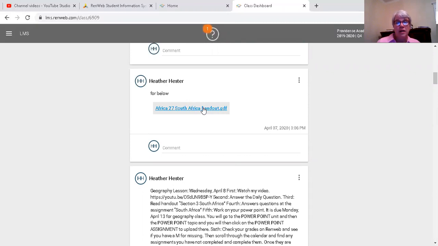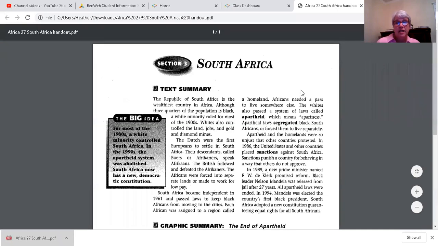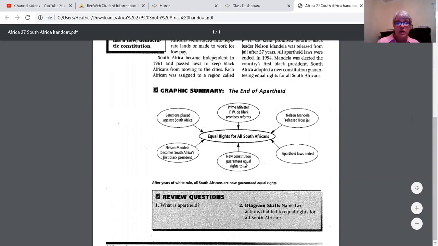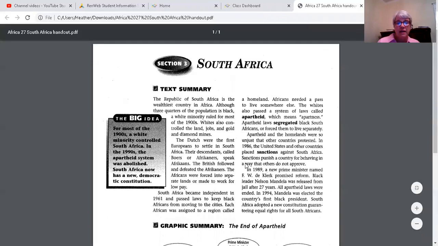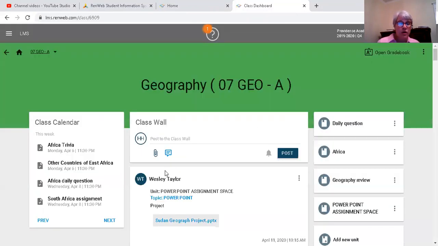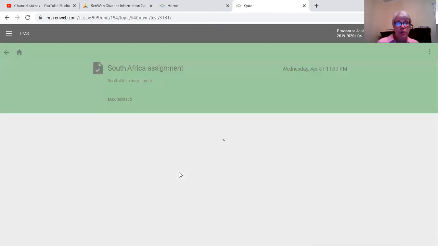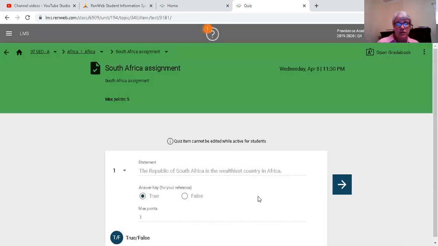to the wall, and if I click on that, it's going to come up down here in the corner, and there's South Africa. And so we read the questions on South Africa, and then we close that, and then we go over here and we look at the daily question dated for Wednesday, the South Africa assignment that was dated for Wednesday. We pull that up, and there are the questions.